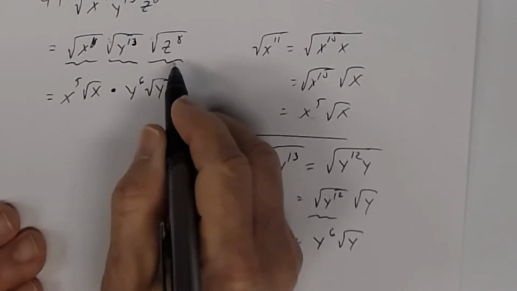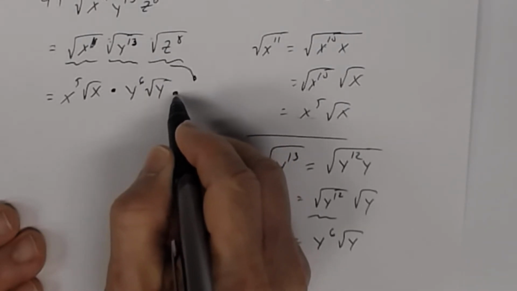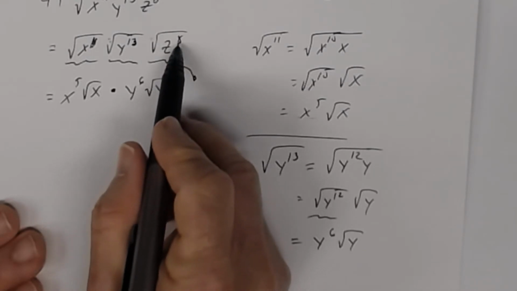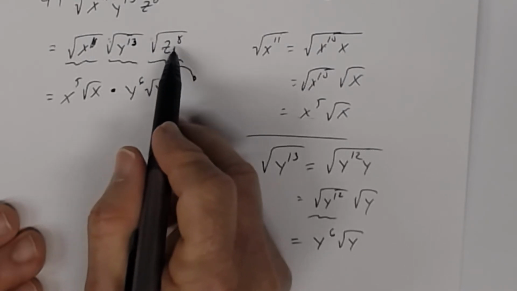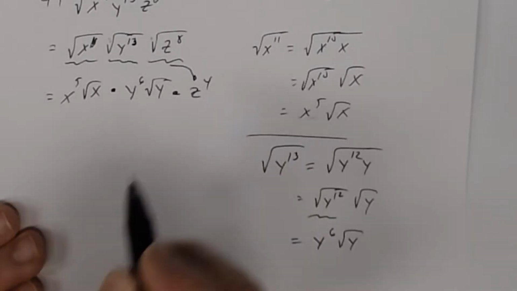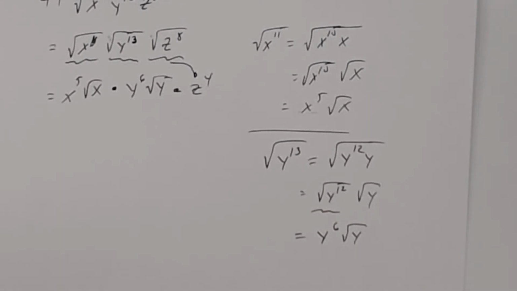And then this part is the easier one because 8 is divisible by 2, so the square root of z to the 8th is just z to the 4th. All right, now that's where I'm at. So very simple process. And always check yourself.